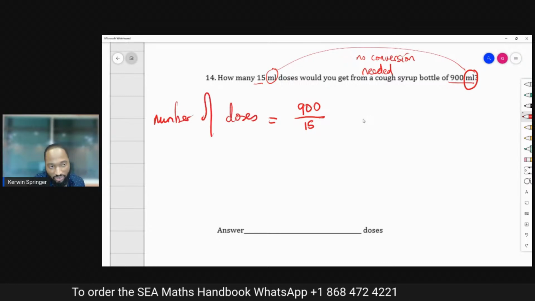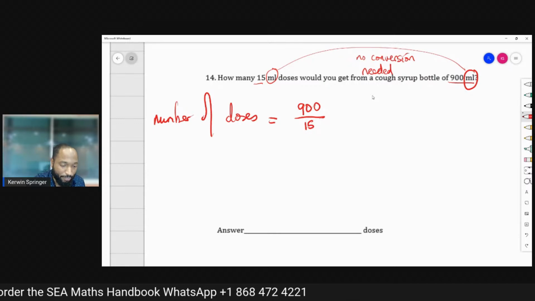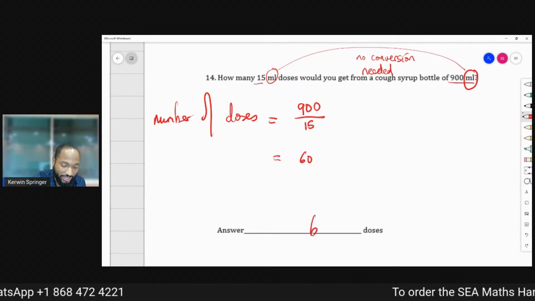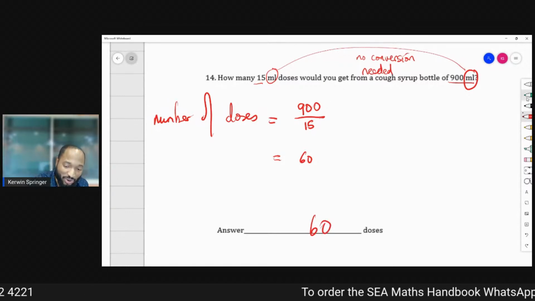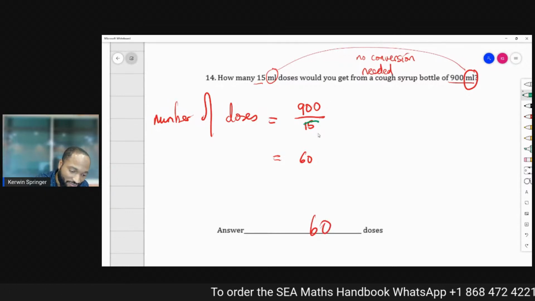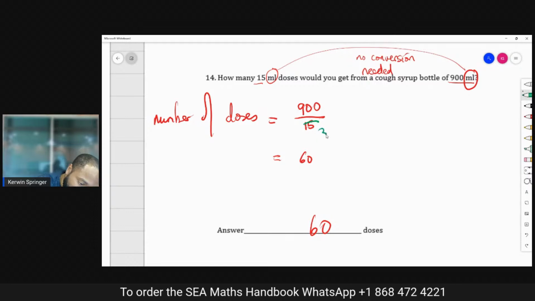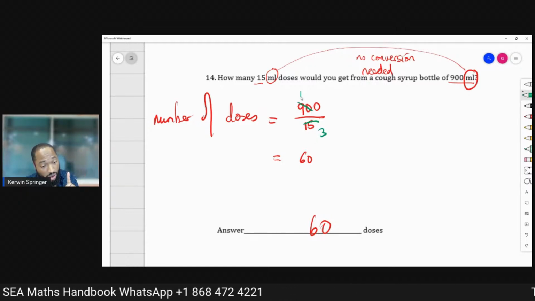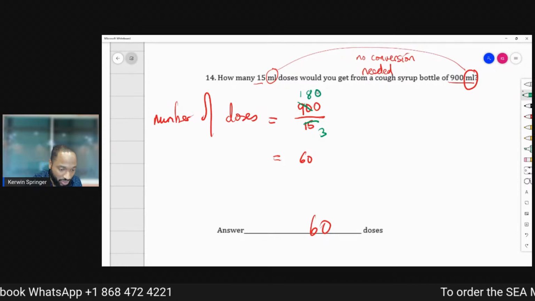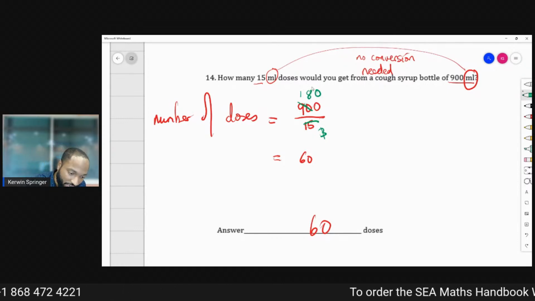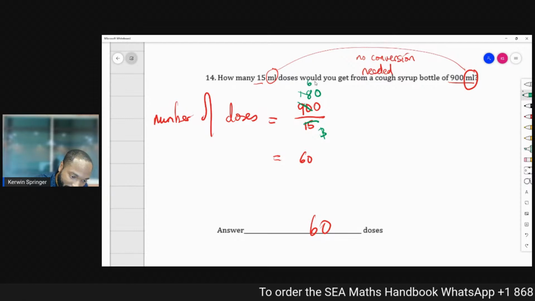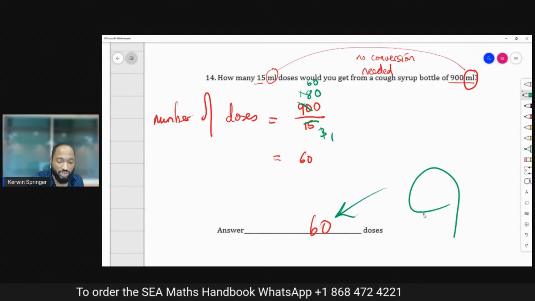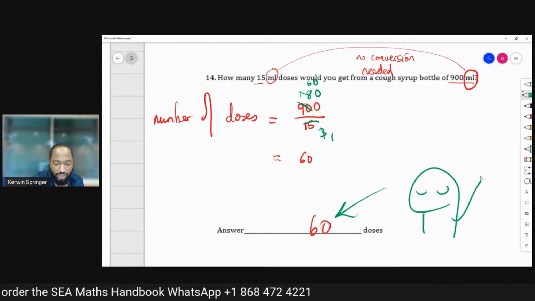If only I could write as fast as I could talk. People are telling me this is 60. Let me try and work out everything. 5 could go into this 3 times, 5 could go into 90, 1 remainder, 18 times. So this is 180. And now 3 can go into 18 6 times. So they are correct. 60 doses is 100% correct.